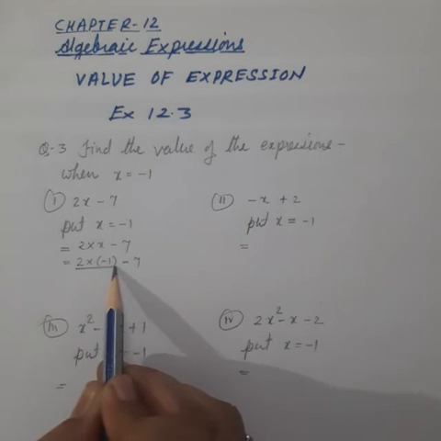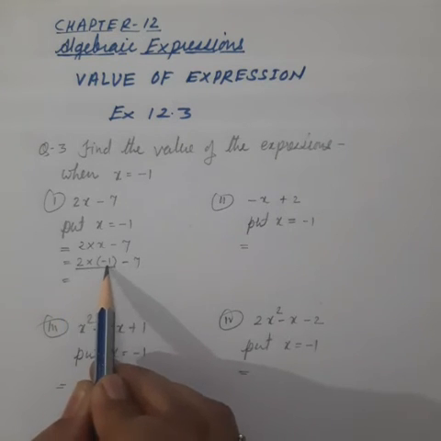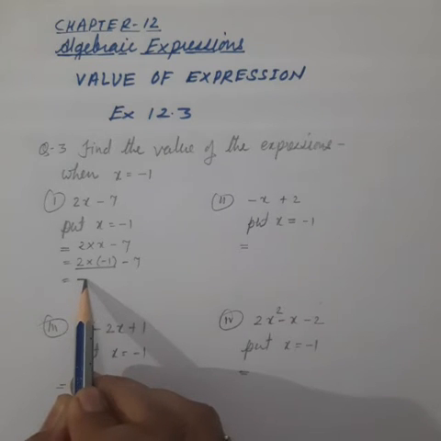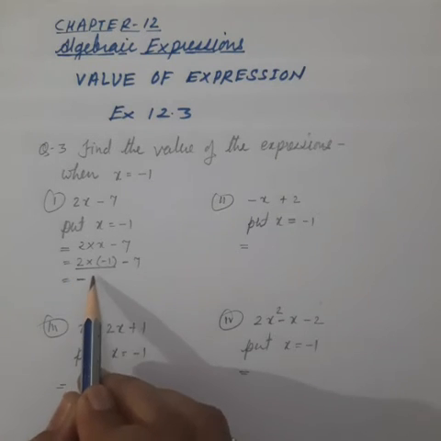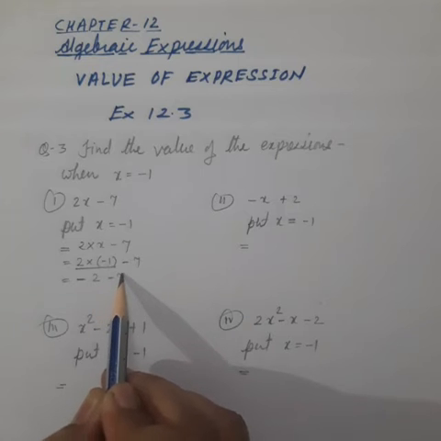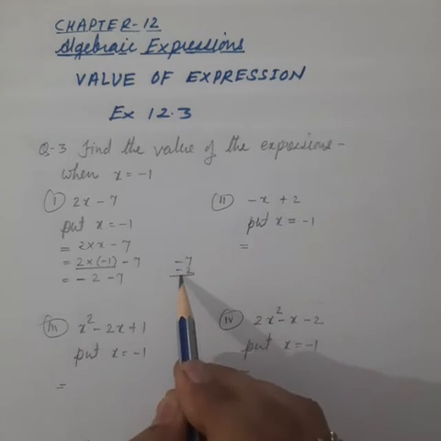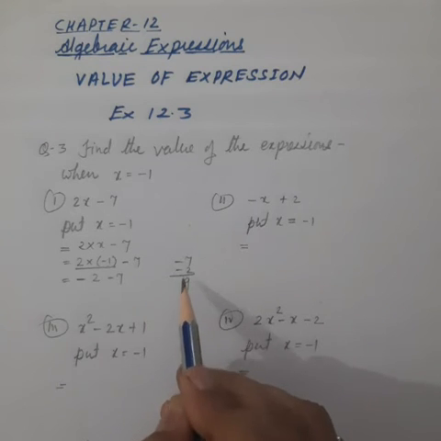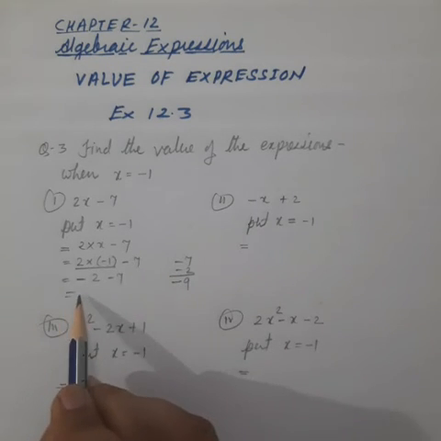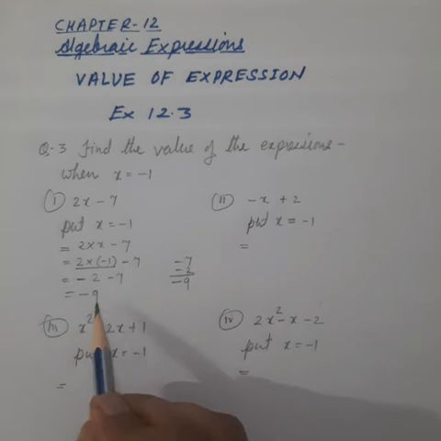Now in this multiplication, one number is positive, the other is negative. So the product is negative and 2 1s are 2. This is minus 7. Now add. Minus 7 minus 2, both are negative. Add and give the same sign. The answer we get here is minus 9.